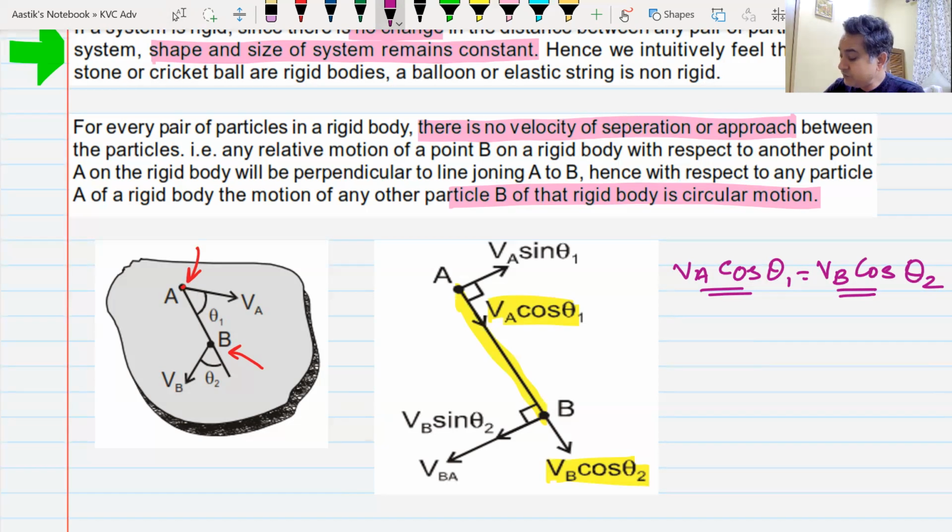Now, if I tell you that the perpendicular distance between point A and point B is, let us say, r, you can also find out the angular velocity of A with respect to B or B with respect to A. Can you tell me what will be the value of the angular velocity of A with respect to B or B with respect to A?